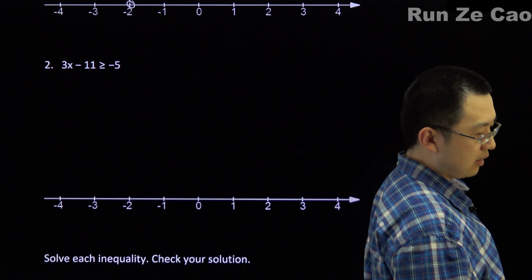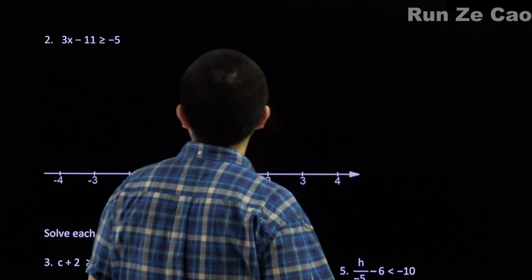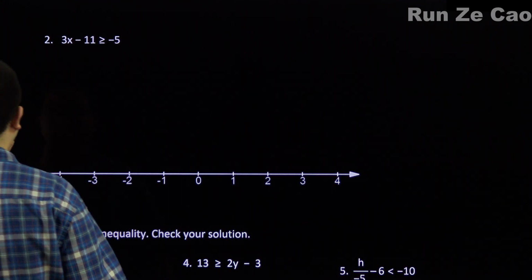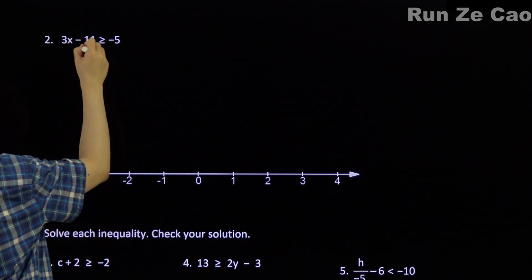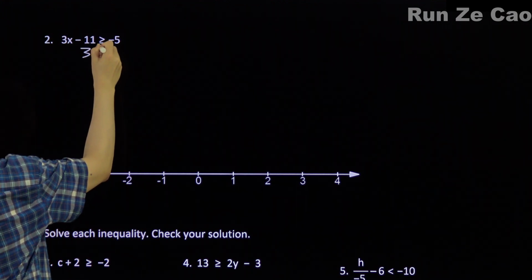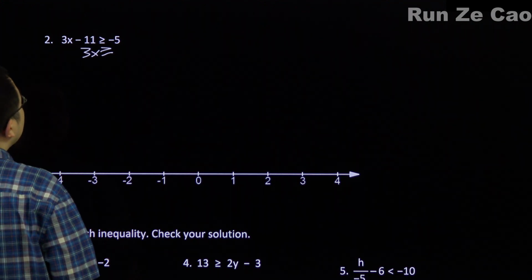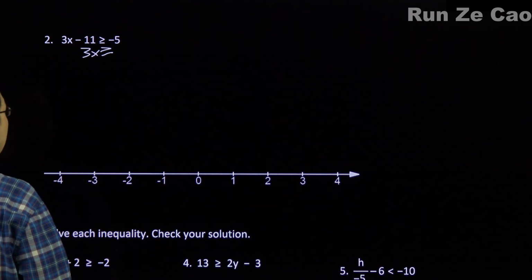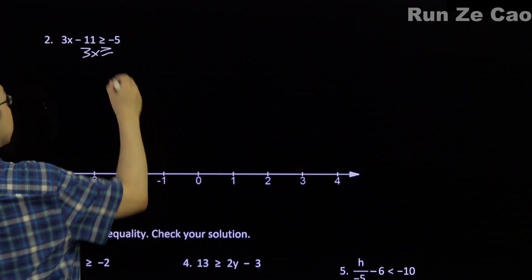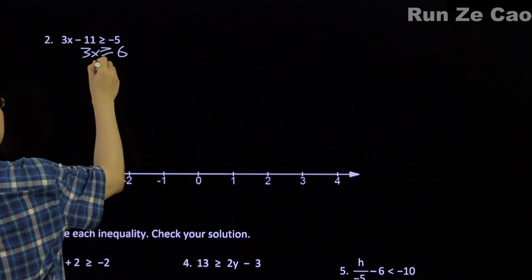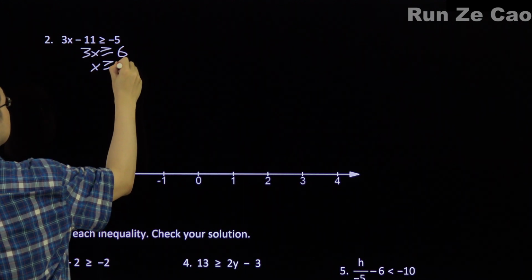3x minus 11 is greater than or equal to -5. Well, you're going to end up with 3x greater than or equal to -5 plus 11. -5 plus 11 is going to end up with 6. X is greater than or equal to 2.